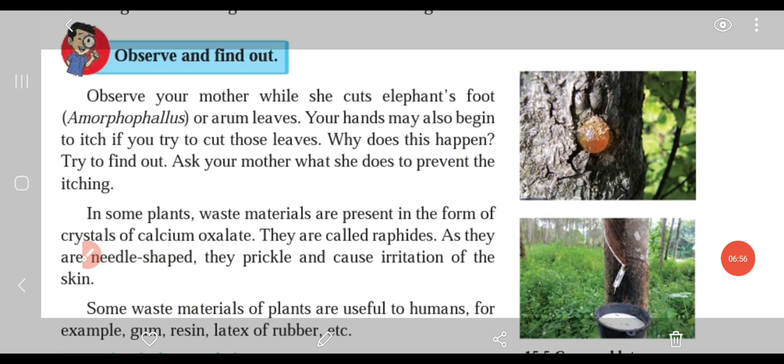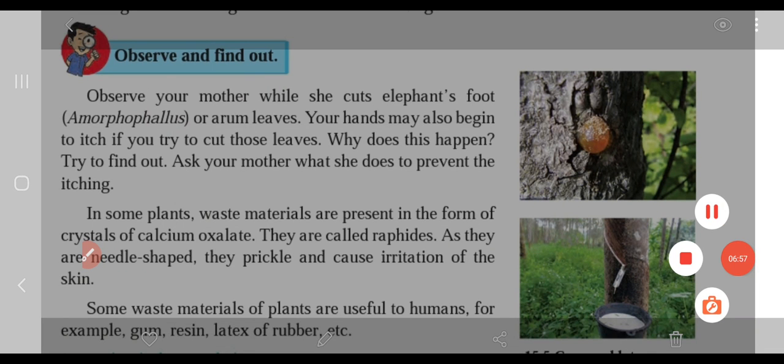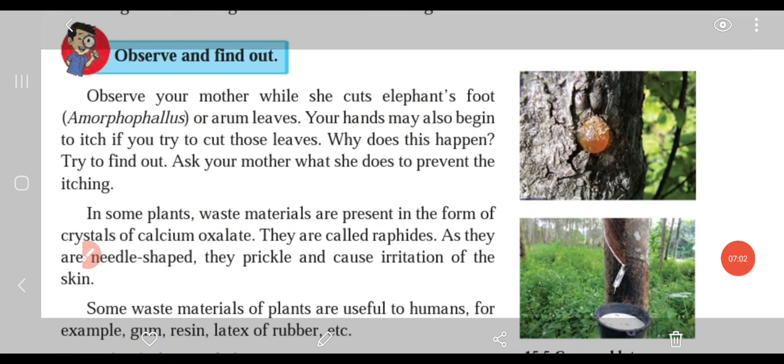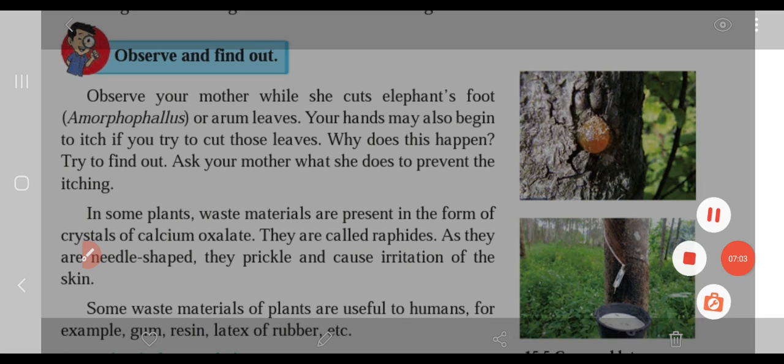In the next lecture we'll discuss how excretion takes place in human beings. By that time, read whatever has been taught to you. Inshallah, next time we'll discuss the further topics of this chapter.